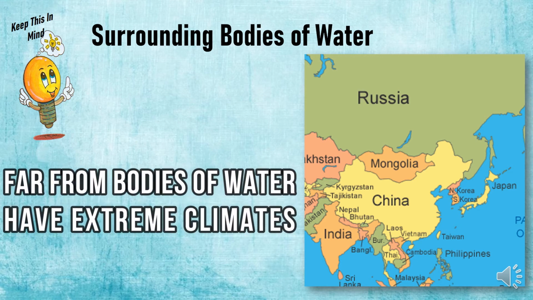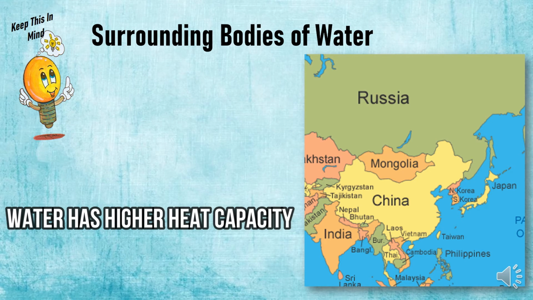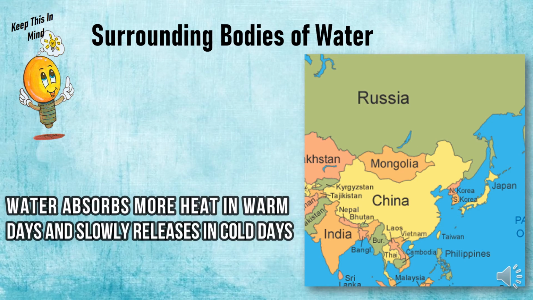Places that are far from bodies of water have extreme climates as there are no immediate bodies of water that will help to circulate the movement of cold and warm air. The reason why the temperature of water rises or falls more slowly than soil is that water has higher heat capacity. Because of this, water also absorbs more heat on warm days and slowly releases it on cold days.